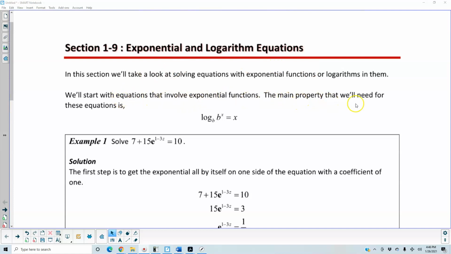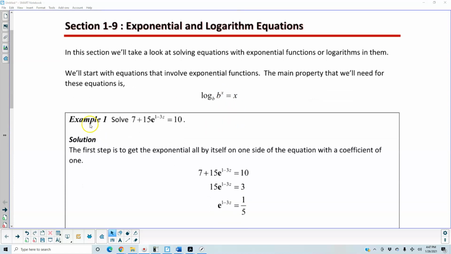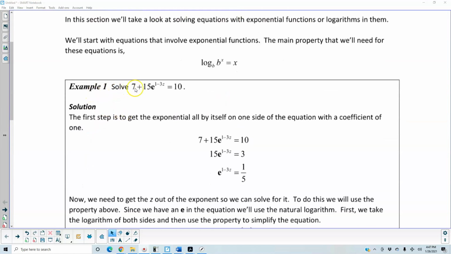The main property that we'll need for these equations is the log of base b of b to the x, which is equal to x, which means that the exponent on base b to get b to the x is equal to x. Now for example 1, we're going to solve 7 plus 15 e to the 1 minus 3z is equal to 10.